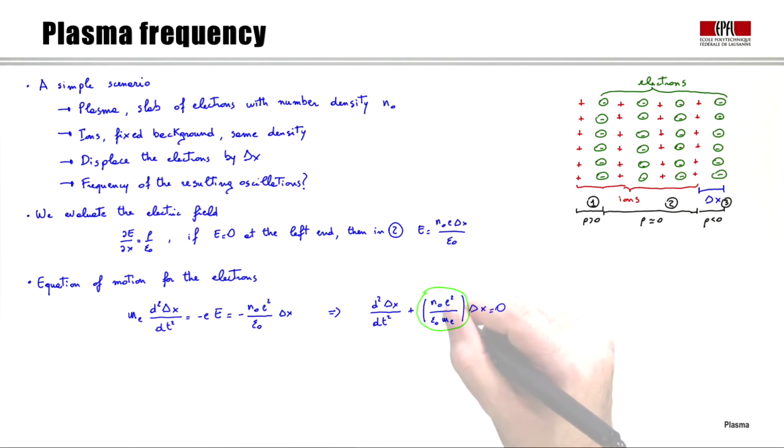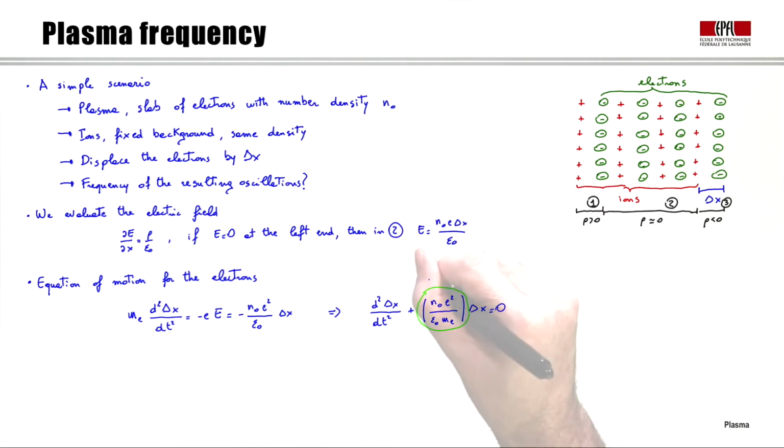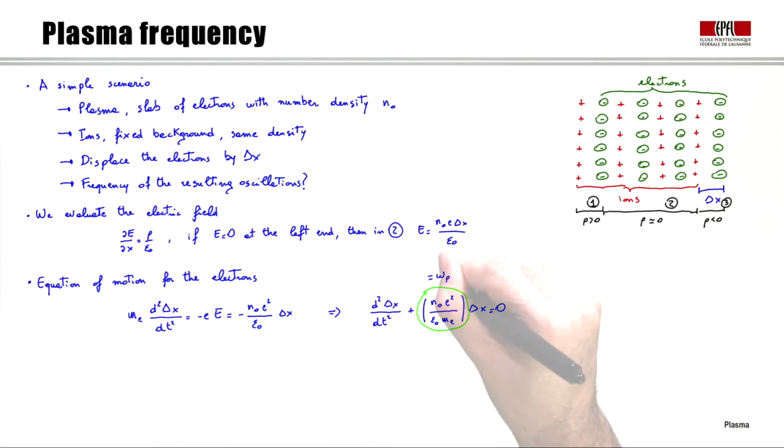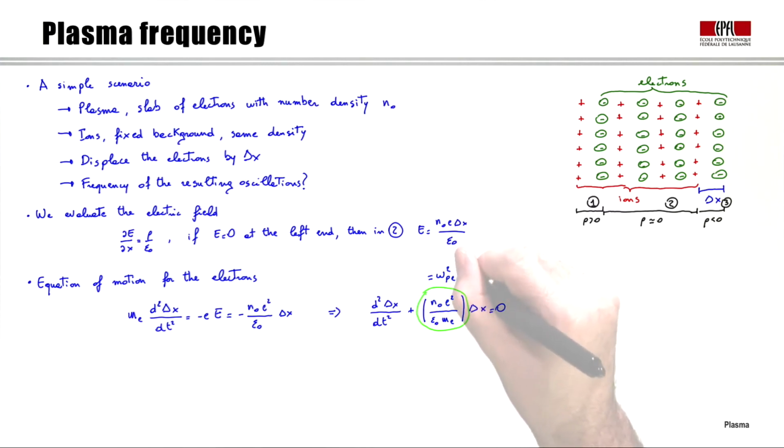It's an extremely important quantity in plasma physics that has a name. It's called the electron plasma frequency, and is typically denoted with omega pe.